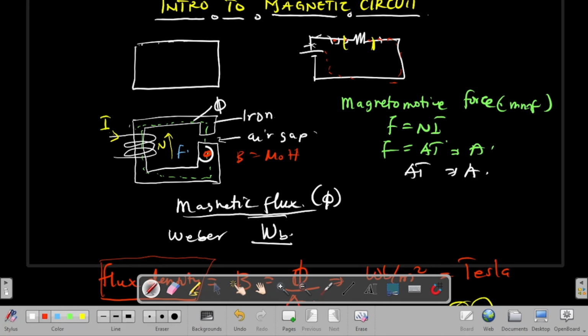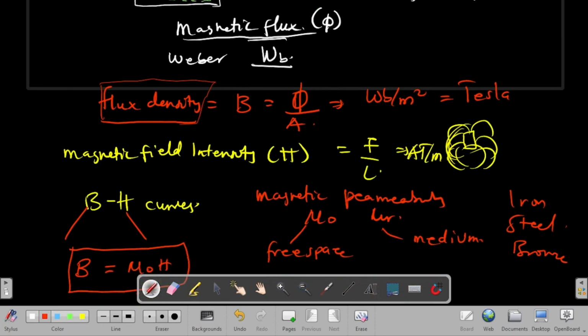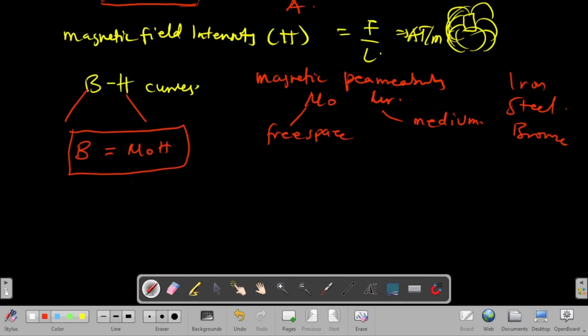But when I come to this material, it is a different thing. This is where I get B equal to mu naught times mu r times H, because it will be the magnetic permeability of free space times the relative permeability of the material. That is what you should take note of. These two formulas are very important in the course.